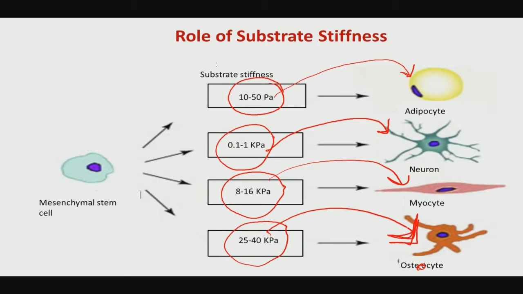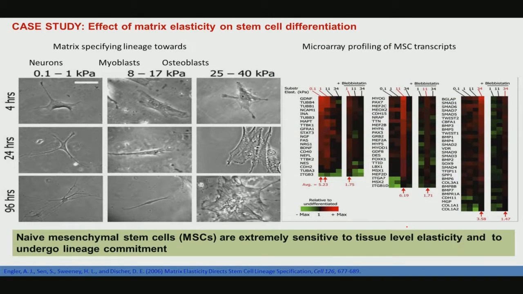This is very clear in this classical study. As I said, this particular study was made by Engler, and it appeared in 2006, almost 10 years ago, in one of the most reputed journals, called Cell. And they confirmed all these differentiations by extensive cell biological analysis as well as microarray profiling for all the different genes specific to the different cell types that they finally confirmed.